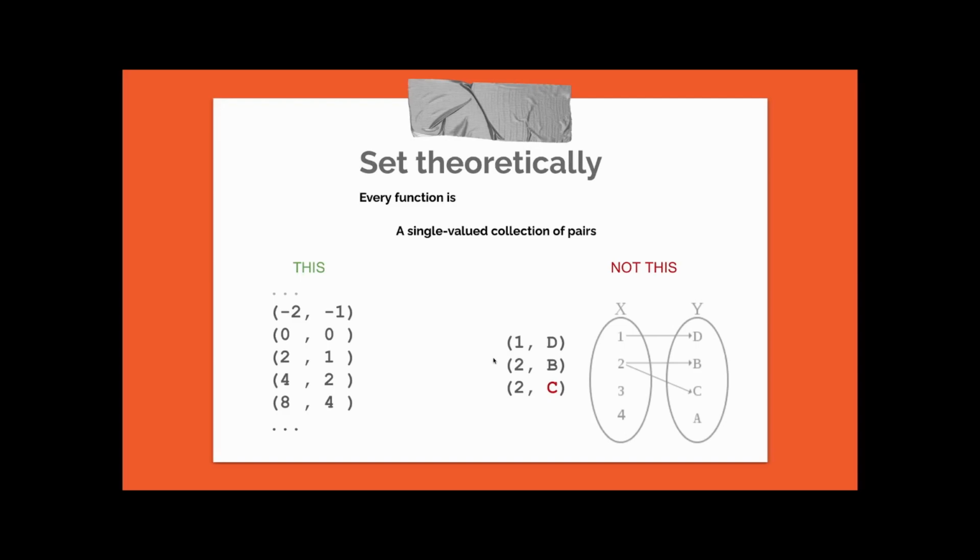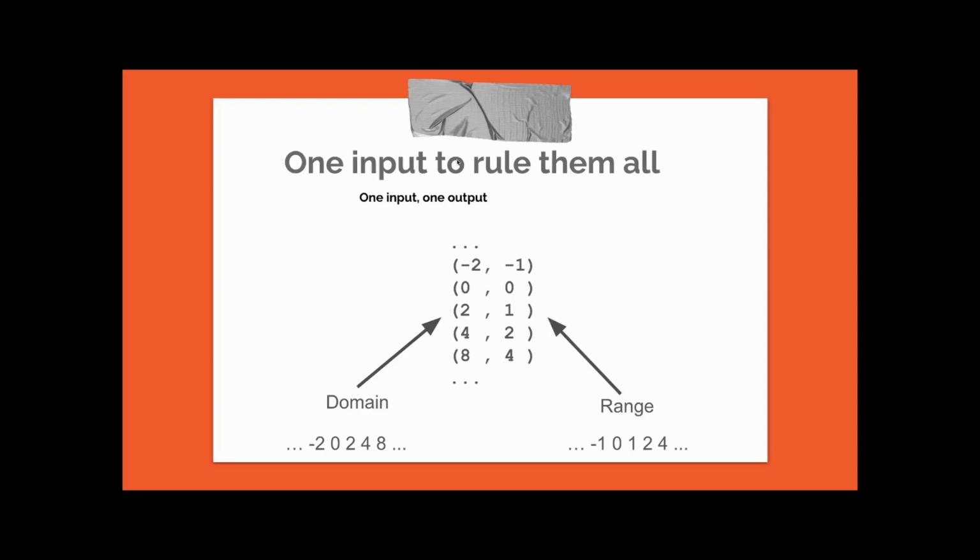The basic rule that we need for a function is that we have to have a maximum of one output per input. The way that we used set theory to display functions here, the inputs are also known as the domain of the function. So the -2, 0, 2, 4, and 8 are the domain values, and -1, 0, 1, 2, and 4, which are the outputs, are also known as the range of the function. One rule to remember is one input to rule them all.